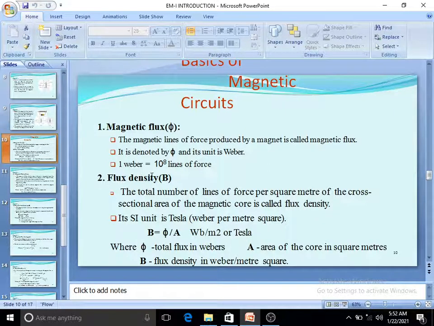Next terminology, flux density. In the name itself, flux density means how much flux per unit area. As per the formula, B is nothing but phi by A. Phi is the flux and A is the area. Phi is measured in Webers, area in meter square. So the flux density unit is Webers per meter square, but the SI unit of flux density is Tesla. Clear? Flux and flux density are clear now.